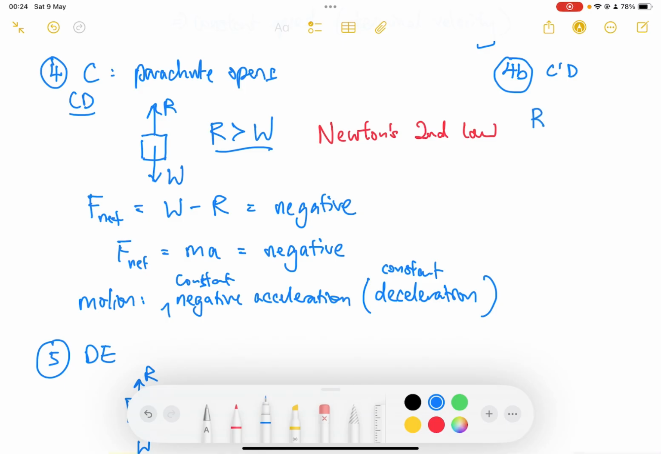So initially, R was greater than the weight. So I draw a longer arrow here. This is at part C to C prime. And after a while, air resistance decreases until the air resistance is now equal to the weight. So that is the point D.